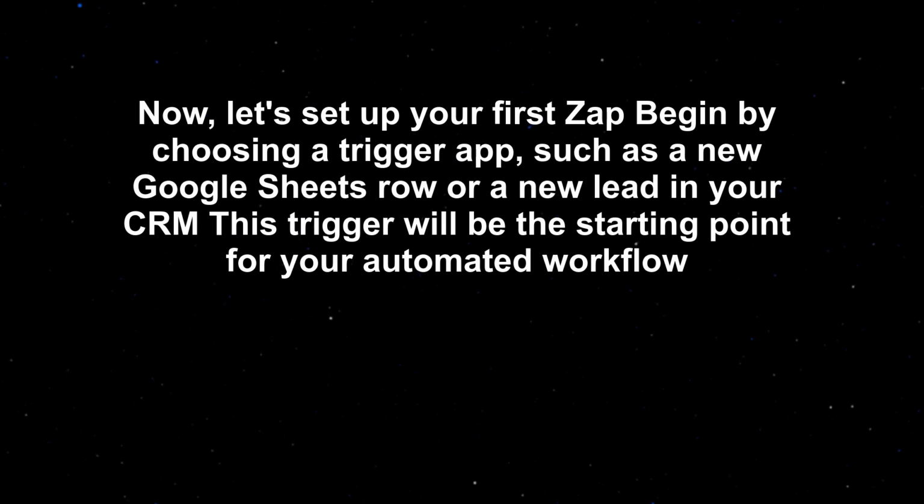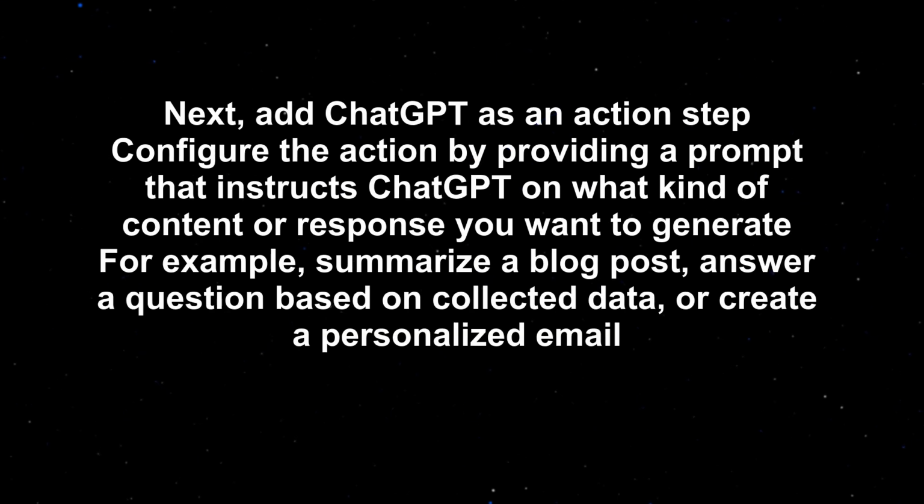Begin by choosing a trigger app, such as a new Google Sheets row or a new lead in your CRM. This trigger will be the starting point for your automated workflow. Next, add ChatGPT as an action step.